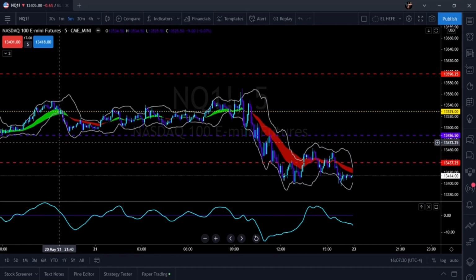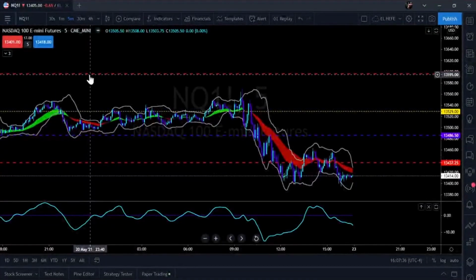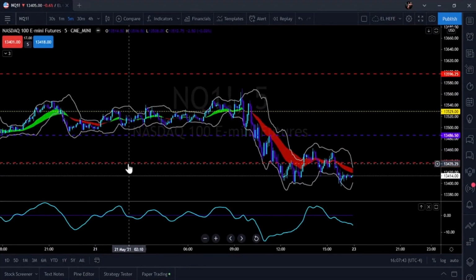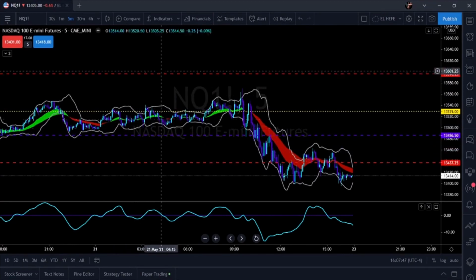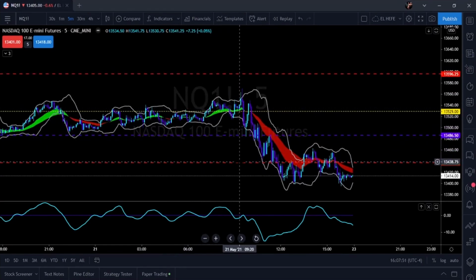So we know what settlement is. We know what the suggested move to the downside is. We know what the suggested move to the upside is. These two red levels, to me, are a range. Throughout the day, everything that happens inside these two levels, I treat as a range.